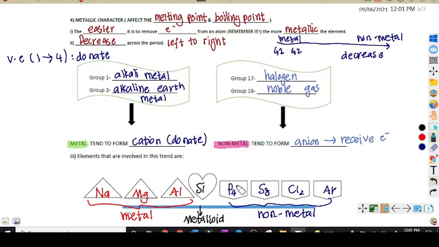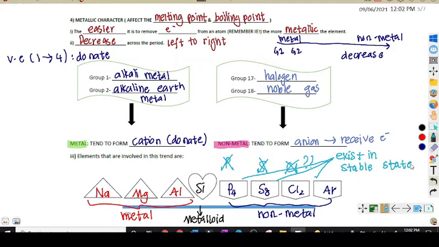So why do I write phosphorus as P4, sulfur as S8, and chlorine as Cl2? Why don't I just write P, S, and Cl? This is because these three elements must be written as they are in stable state. In stable state, phosphorus, sulfur, and chlorine will exist in these molecular formulas. So make sure you remember these three.